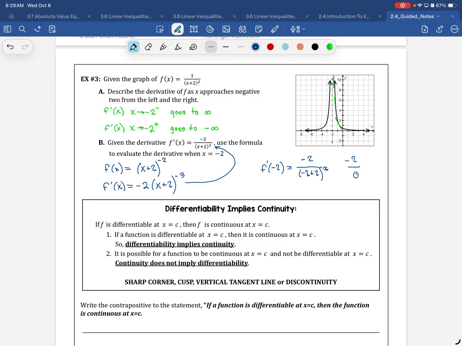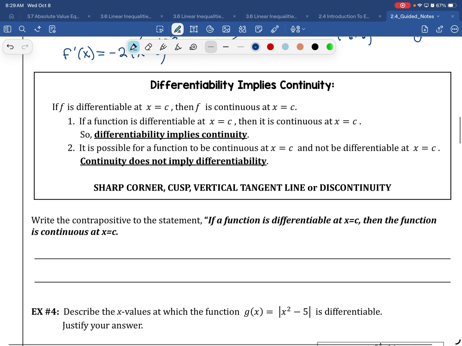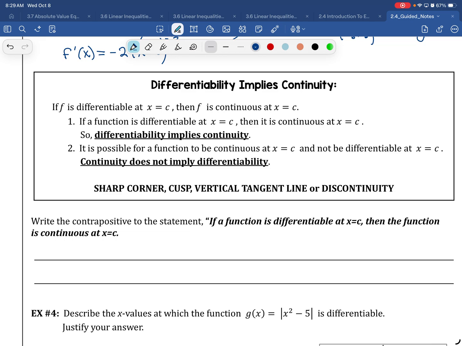How much time we got? Last thing. Throughout the course of the course, there's going to be questions about a function being continuous and a function being differentiable. A function is continuous if it doesn't have any holes or vertical asymptotes. A function is differentiable if it has a derivative. If you're told that the function is differentiable, it automatically has to be continuous.